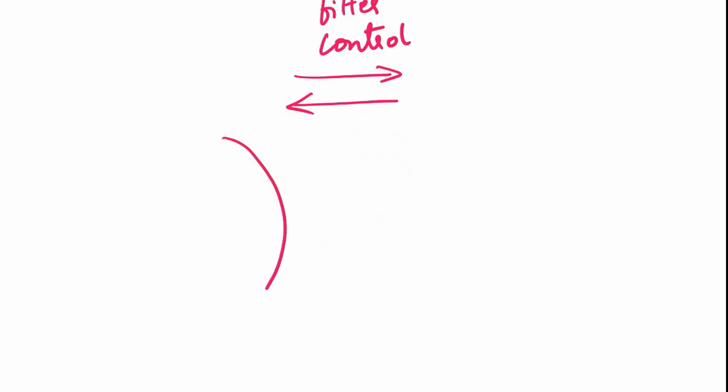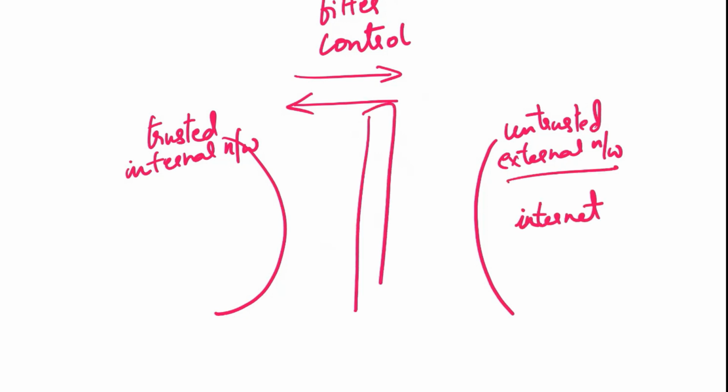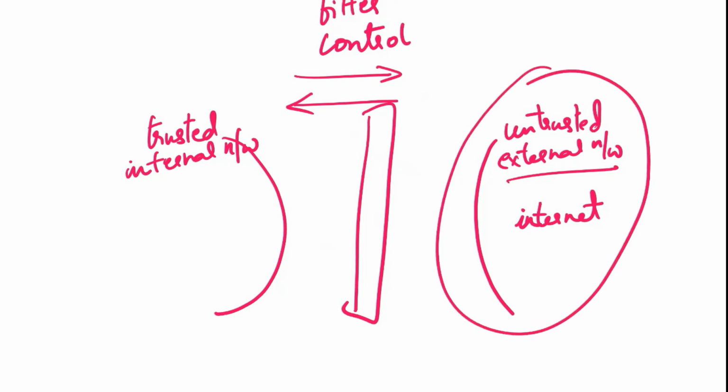Say there is a trusted internal network and an untrusted external network. A trusted internal network can be a company's internal network or home network. An untrusted external network can be the internet. So the primary purpose of a firewall is to act as a barrier between a trusted internal network and an untrusted external network. This protects the internal network from unauthorized access, cyber threats, and malicious activity.